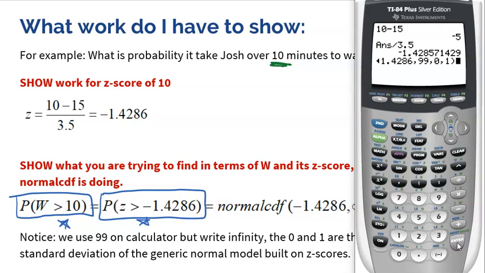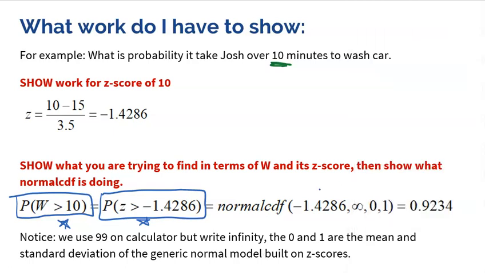And what I'm also going to ask you to do is write that on your paper. So you're going to write Normalcdf, negative 1.4286. And again, this is all on your calculator screen. So all I'm asking is that you rewrite it. And then again, do me this favor though. Don't put a 99. A 99 is what we're putting into the calculator because we don't have an infinity button. I want you to actually put infinity here. So this is representing that we're finding the probability, the proportion, the area from this z-score all the way towards infinity with a mean of 0 and a standard deviation of 1. So again, this is all going to be on your calculator screens.